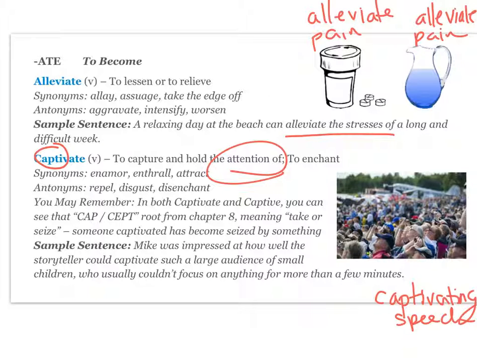And your sample sentence says that Mike was impressed at how well the storyteller could captivate such a large audience of small children. Right, to captivate an audience, to hold their attention.